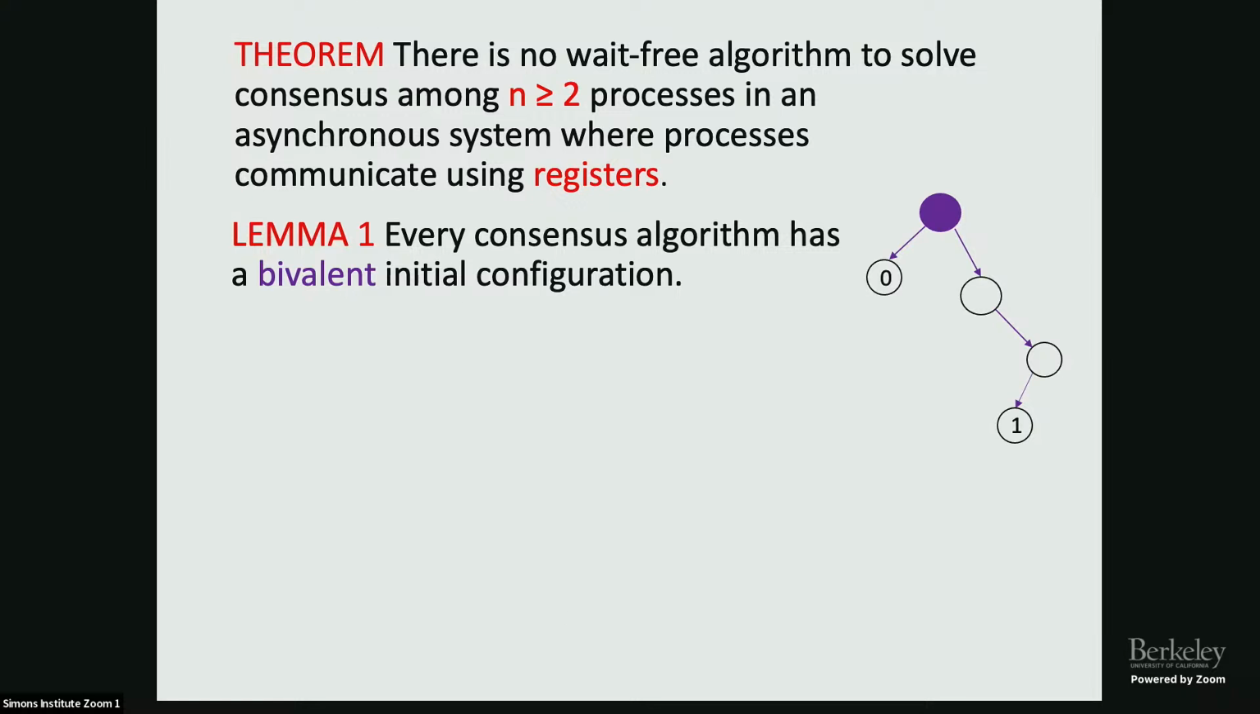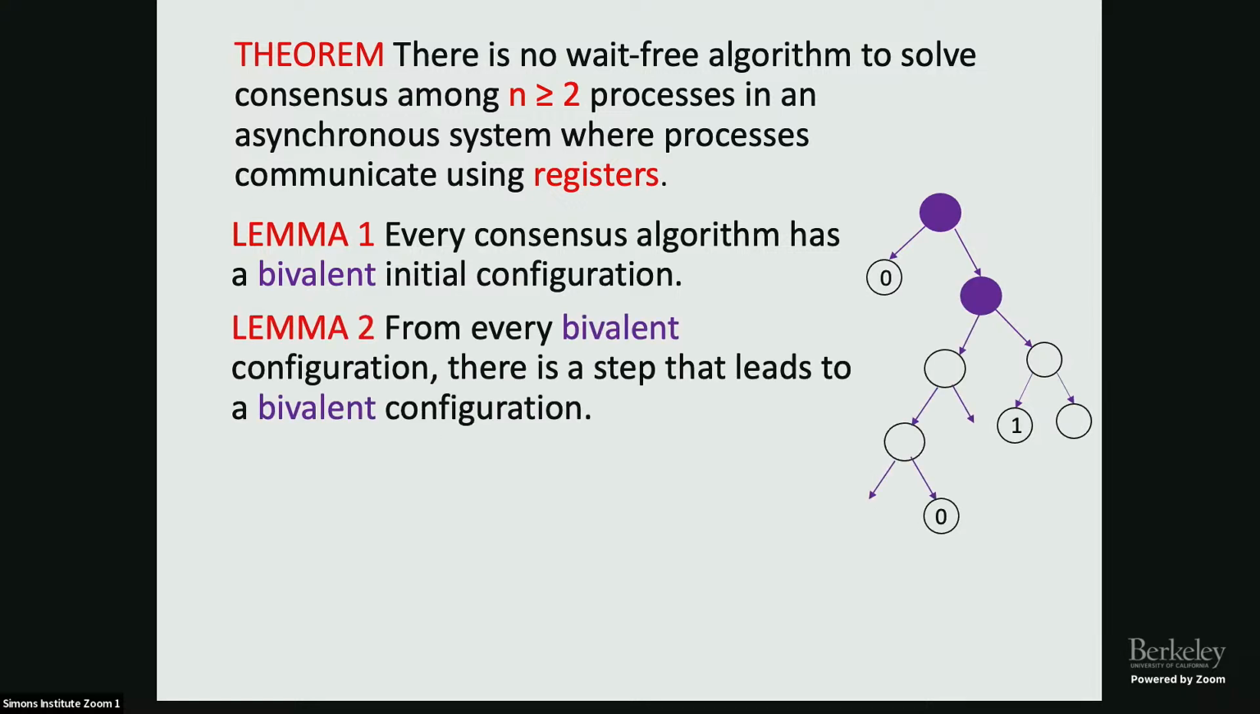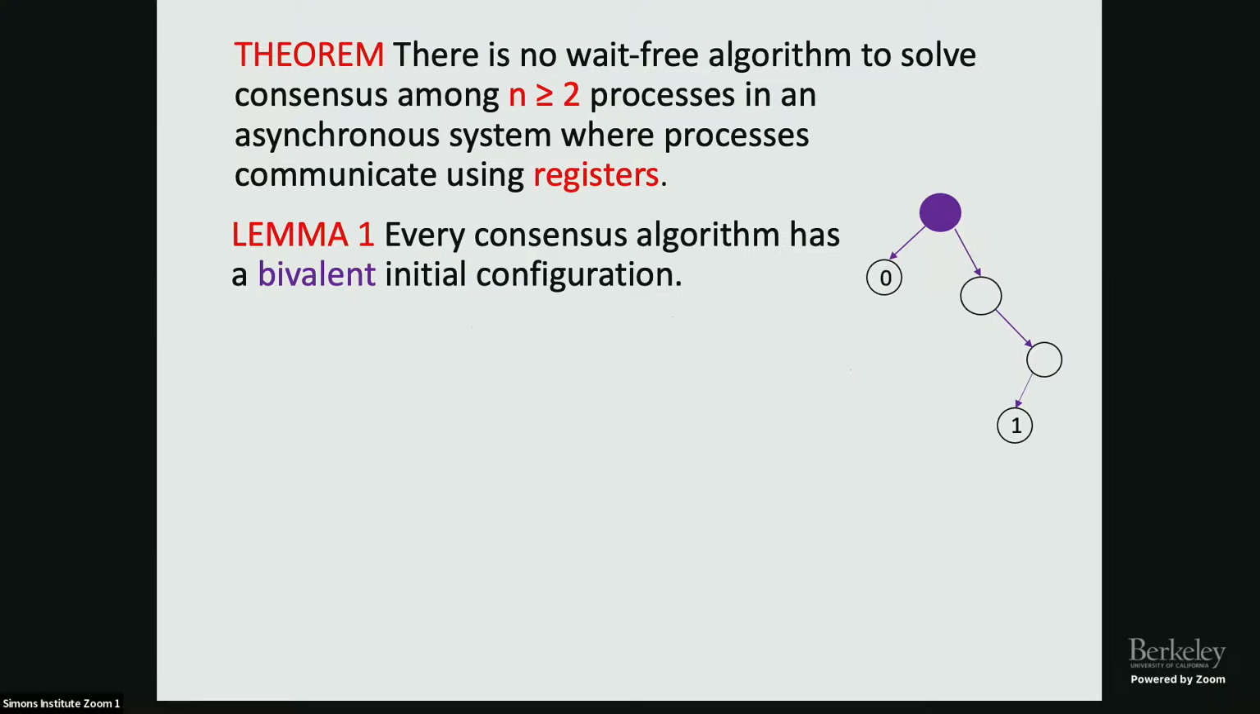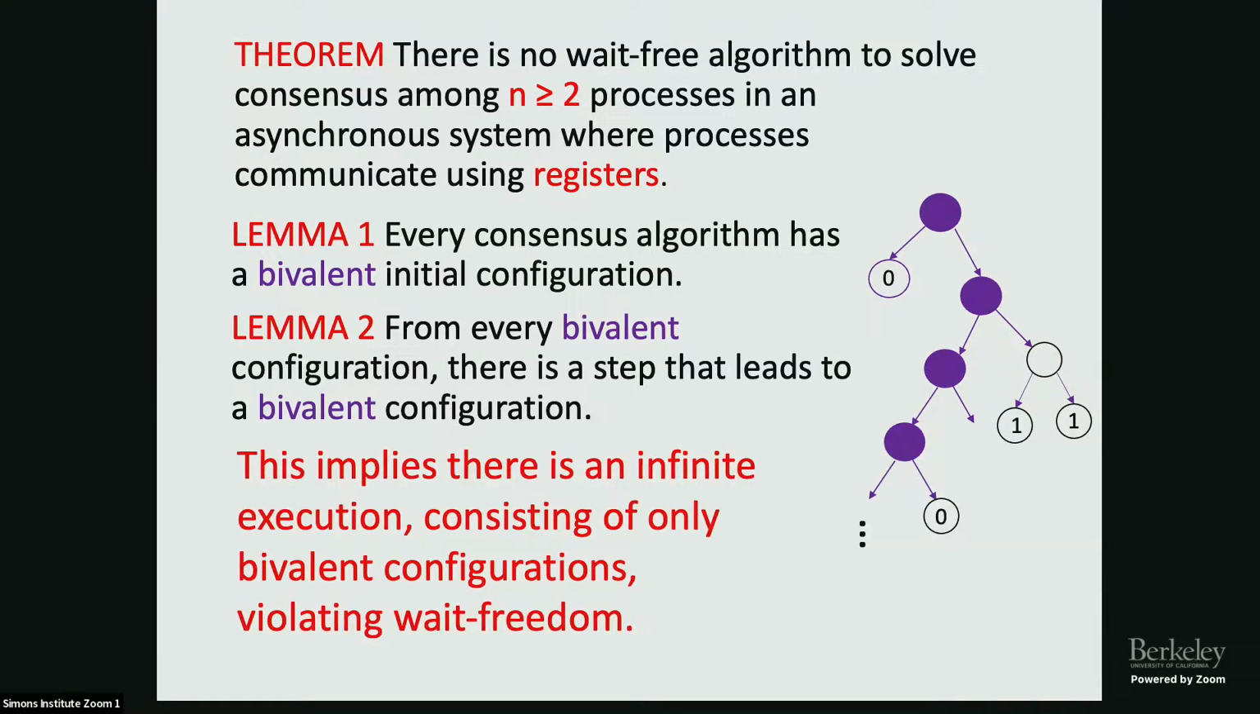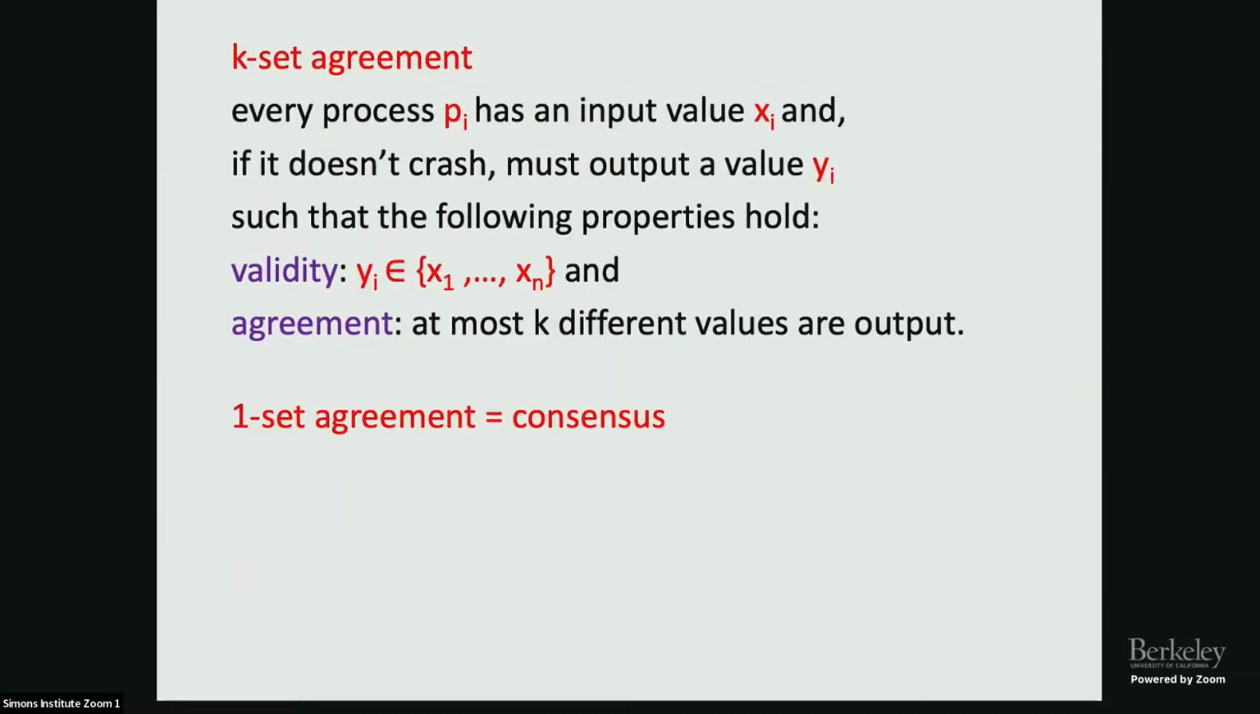In this diagram, a node represents a configuration, and an edge represents a step by some process taking the system from one configuration to another. I'm going to use a purple node to denote a bivalent configuration. So we have an initial configuration that's bivalent. Then one shows that for every bivalent configuration, there's a step by some process that results in another bivalent configuration. This implies that the algorithm has an infinite execution, and hence the algorithm is not wait-free. That's a very easy proof. The details that I haven't told you aren't very difficult.